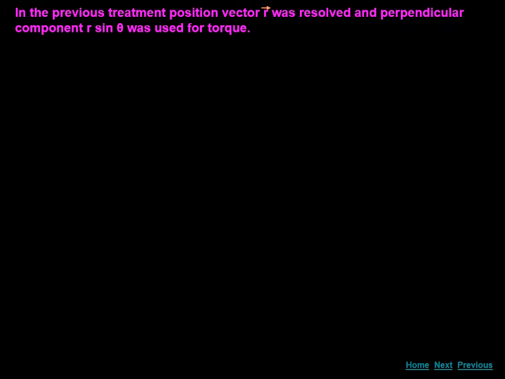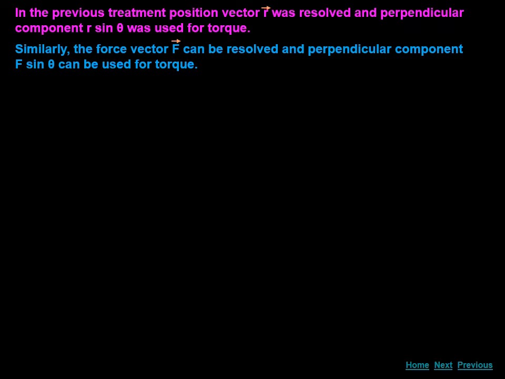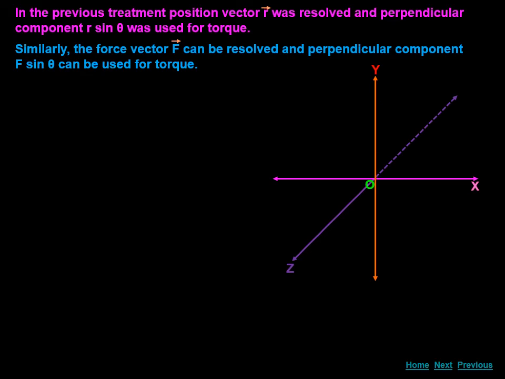So in previous treatment, the position vector r vector can be resolved, and perpendicular component r sin theta was used for torque. Similarly, the force vector can be resolved, and perpendicular component F sin theta can be used for torque. So in previous case we took r sin theta as perpendicular component. We can also use the perpendicular component of force vector to find out torque. How can we do this?